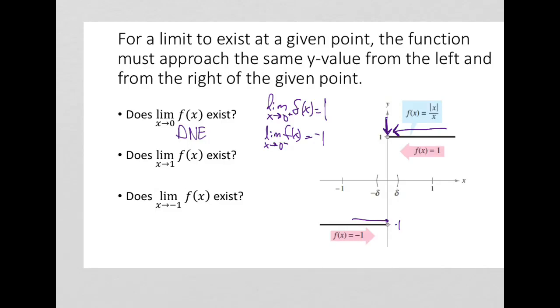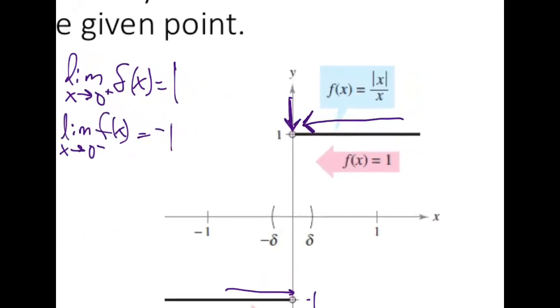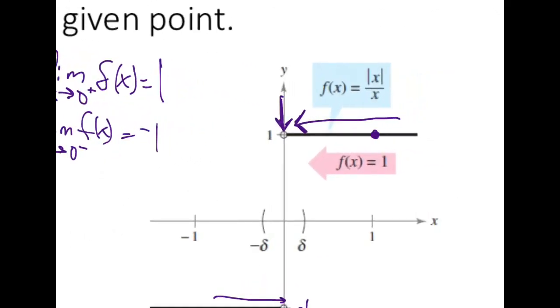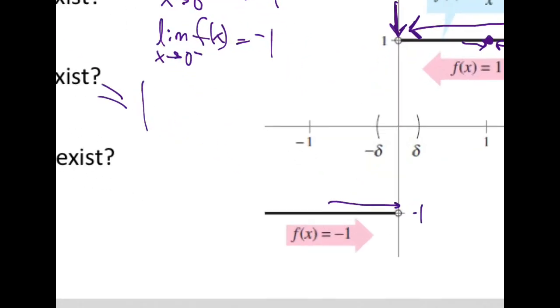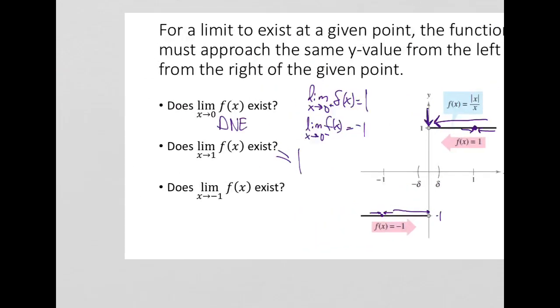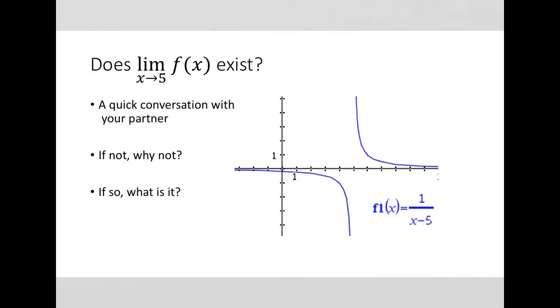So let's look at those next 2 questions. Does the limit as x goes to 1 exist? Well, look at the x value of 1. We're talking about our graphs up here. So from the left and from the right, both of my limits are heading to that y value of 1. So yes, that limit does exist, and it's equal to 1. Same thing for the limit as x goes to negative 1 of f of x. Negative 1, I'm heading to this point right here. From the left and from the right, I'm heading to the y value of 1. So yes, that limit exists, and it is equal to negative 1.